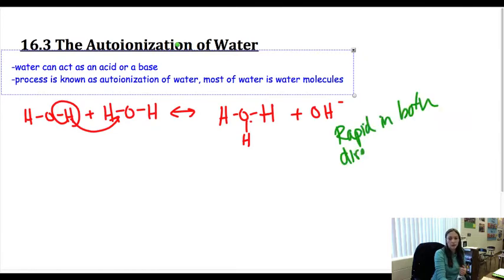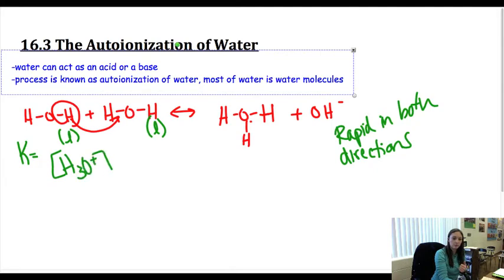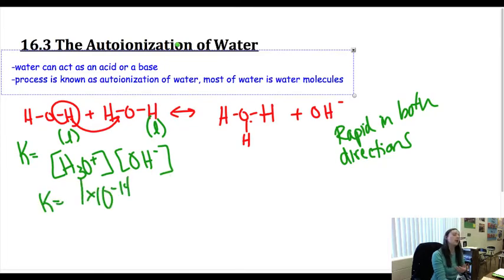And when we look at the K value for this, remember it's products over reactants. Well, this is water, which is a liquid, so we're not going to include these two in the reaction. I'm just going to have the H3O plus, or the H plus, times the OH minus, and we're looking at the concentrations. The K value for this, the actual number, is 1 times 10 to the negative 14th. That's a very small K, which means it has lots of reactants, which means it lies mostly to the left.